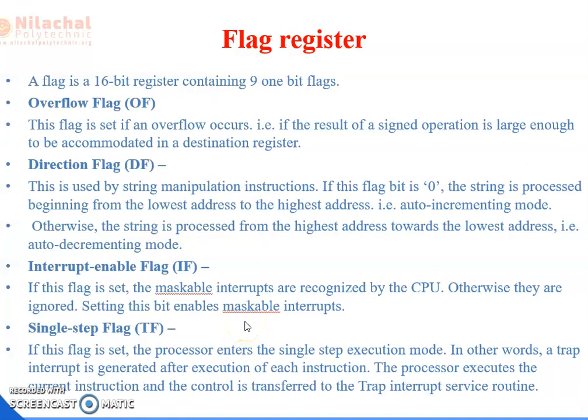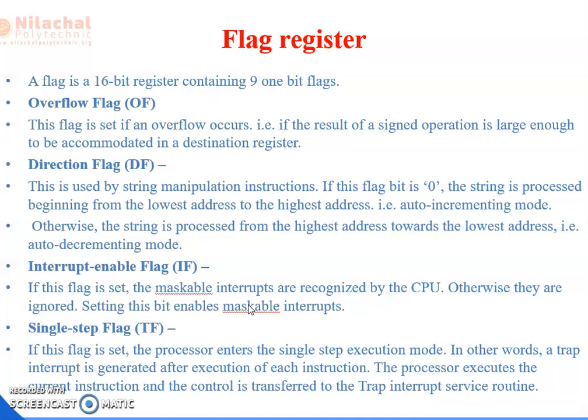So first is overflow flag. This flag is set if an overflow occurs, that is, if the result of a signed operation is too large to be accommodated in a destination register. Next is direction flag. This is used by string manipulation instructions. If this flag bit is 0, the string is processed beginning from the lowest address to the highest address, that is auto-incrementing mode. Otherwise, the string is processed from the highest address towards the lowest address, that is auto-decrementing mode. The next one is interrupt enable flag.